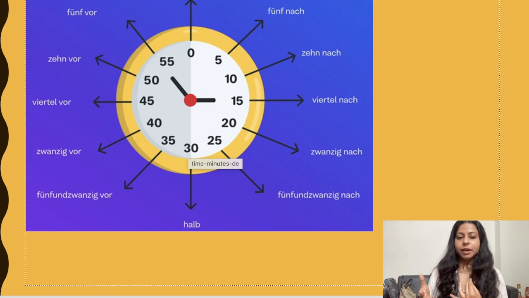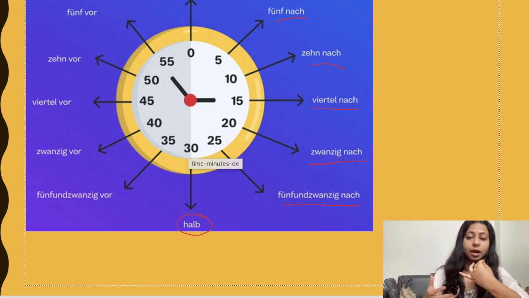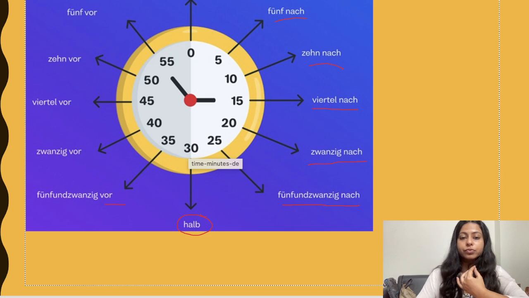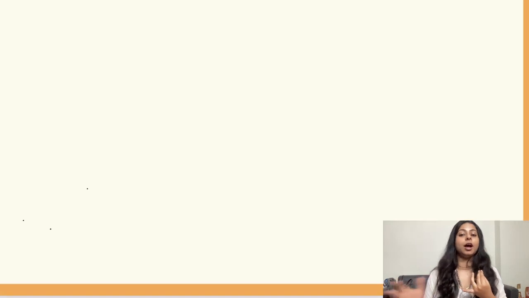Whenever it's 5, 10, 15, 20 past any hour, what would you say? You would use "nach". So for example, if you could see here on my right side, it would be Fünf nach, Zehn nach, Viertel nach, Zwanzig nach, 25 nach. And whenever it's 30 minutes left to something, you would use "halb". And whenever it's 5, 10, 15, 20 minutes before any hour, you would use "vor". So 25 vor, 20 vor, Viertel vor, 10 vor and 5 vor. So this was timing in unofficial situations.